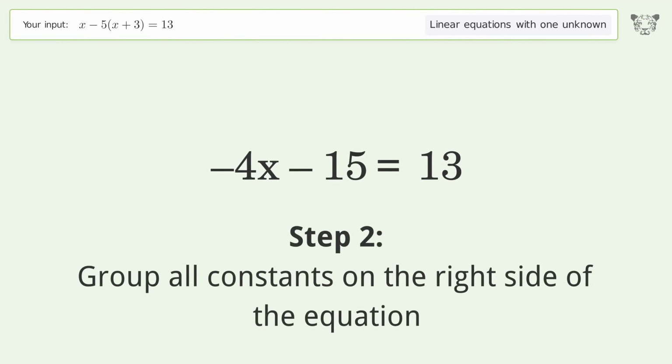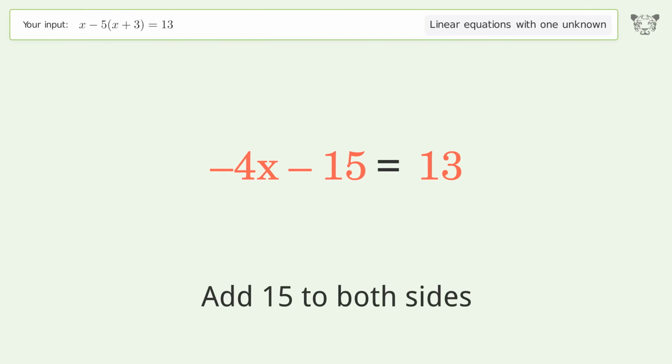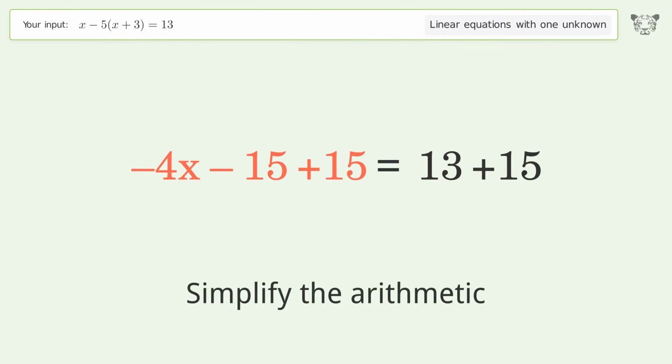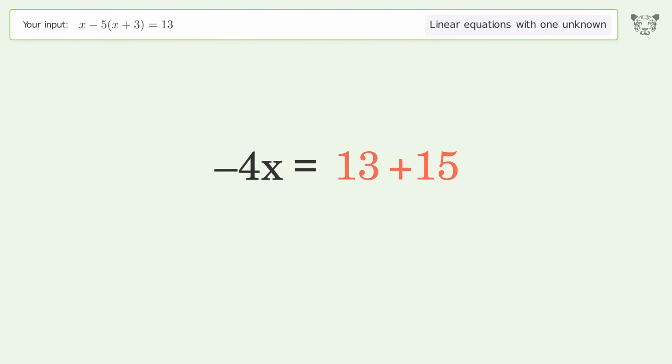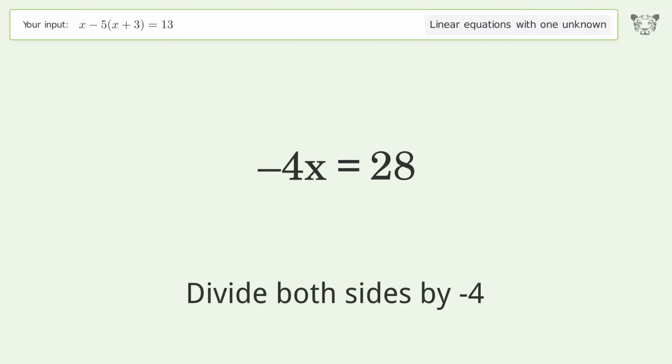Group all constants on the right side of the equation. Add 15 to both sides. Simplify the arithmetic. Isolate the x. Divide both sides by -4.